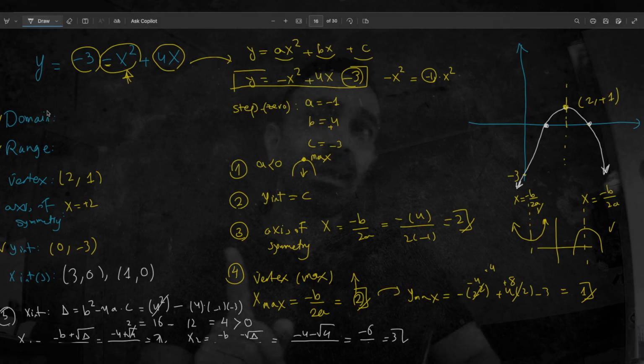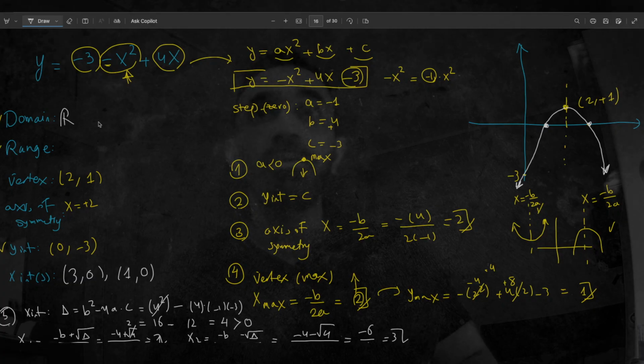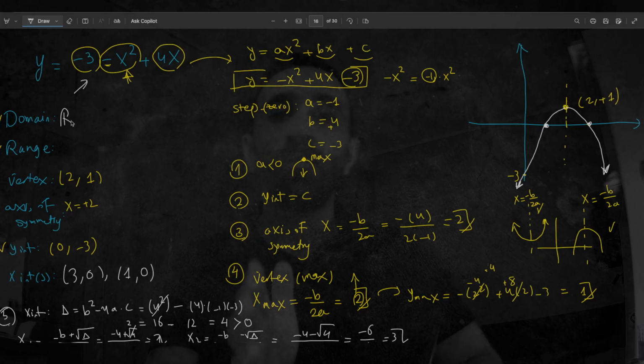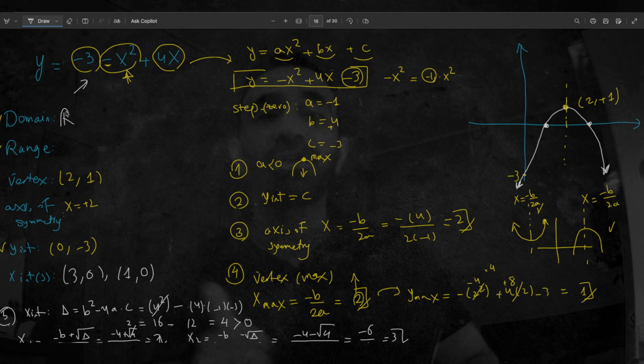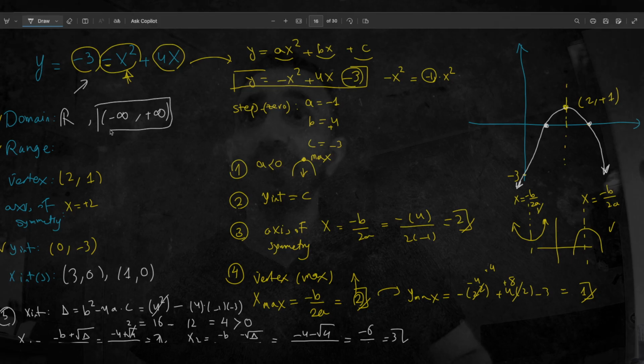Let's talk about domain before checking the answer. Domain of all the quadratic functions by default is all the real numbers. What does it mean? In this function, you can plug in whatever you want. You can put negative number, positive number, square root, fraction, whatever you want, okay? You can also show it like from minus infinity to plus infinity. They are both the same things. All real numbers. Remember, real numbers.